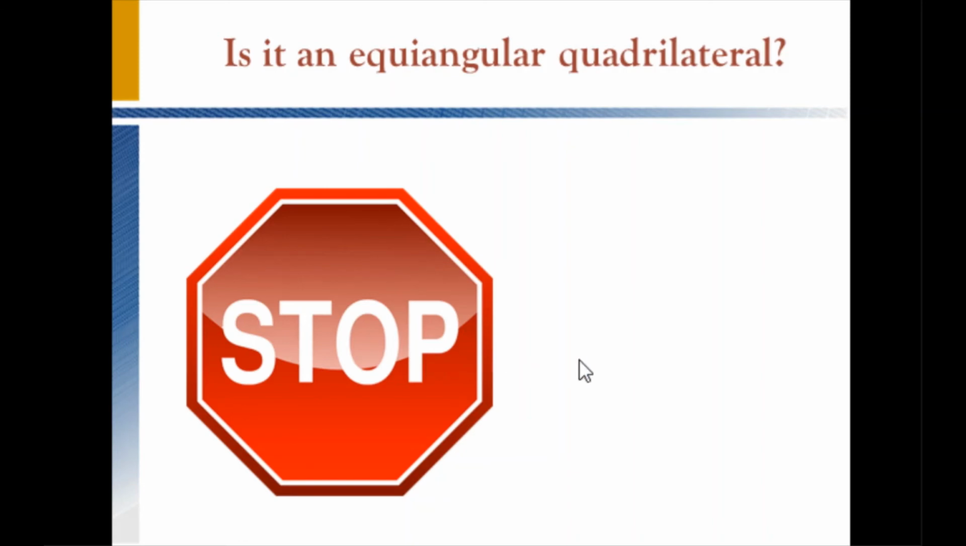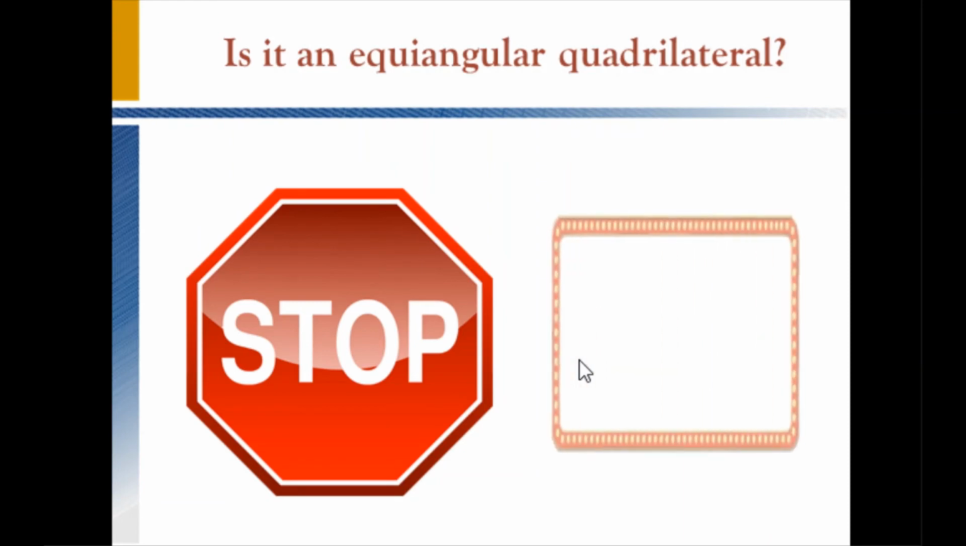Okay, very good. Wait, does this stop sign form angles? Yes, but does it form 4 angles? No, it does not. So what do you mean when it does not form 4 angles? Is it an equiangular quadrilateral? Yes or no? Check your X.